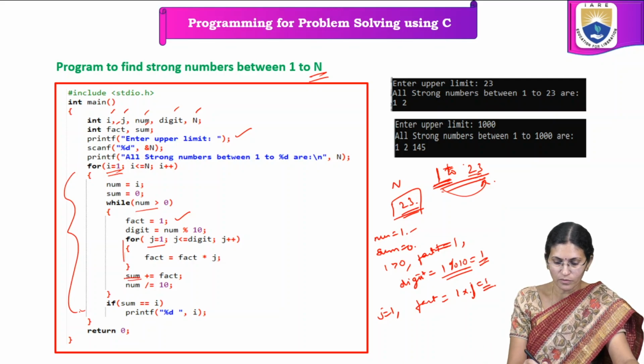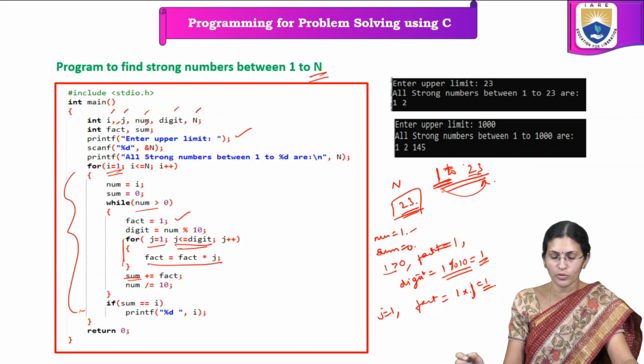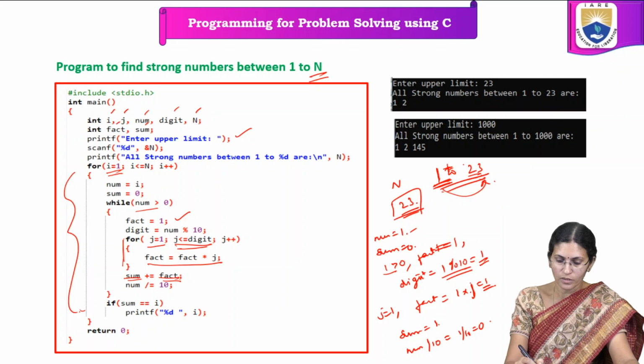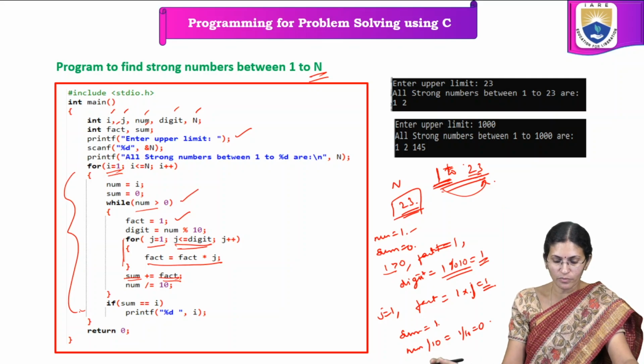After that it will exit from this loop because the digit is only 1, so this statement will be executed only once. So fact is equal to 1 now, so sum is equal to 1. Now num is num divided by 10. So 1 divided by 10 is equal to 0. So 0 is greater than 0, the condition becomes false.